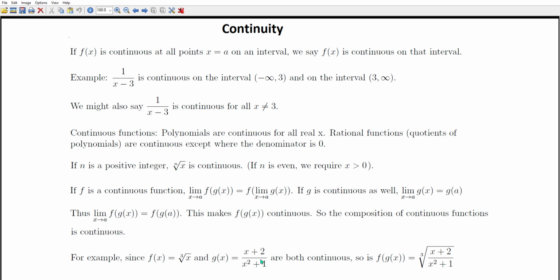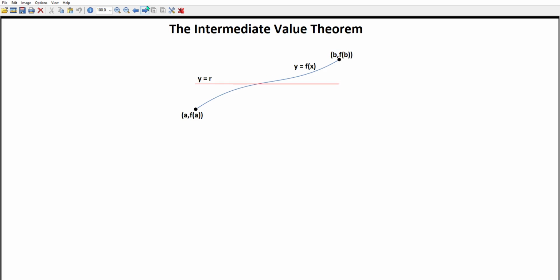This is a rational function, and there's no place the denominator is 0, so this is continuous. The composition, f of g of x, the cube root of x plus 2 over x squared plus 1, is also continuous.